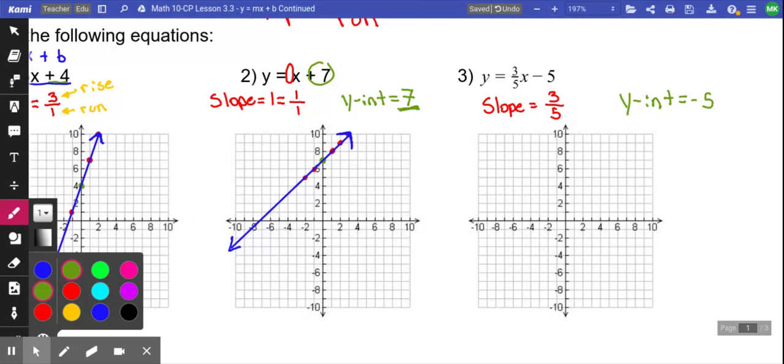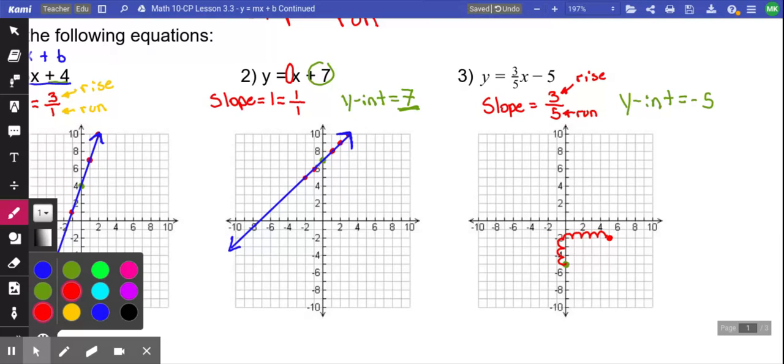So I'm going to go down here, start at -5. I'm then going to use my slope to go up 3, right? Rise 3. 1, 2, 3. And then run 5. And remember, we always are going up and to the right. So it'd be run 1, 2, 3, 4, 5, right there.